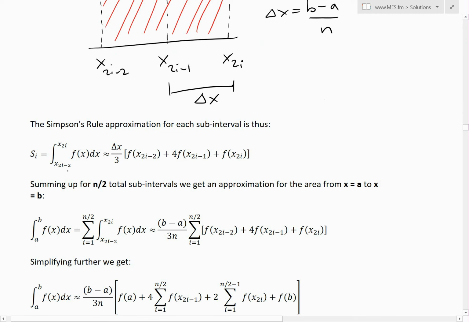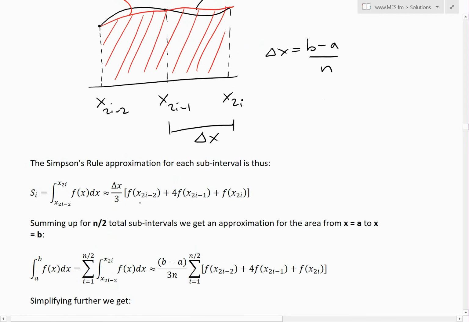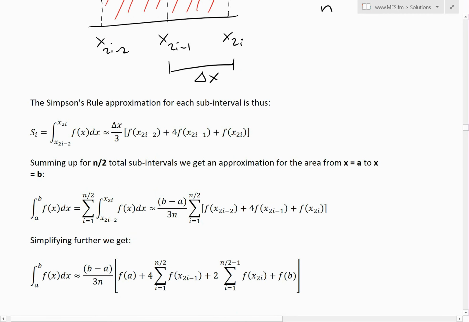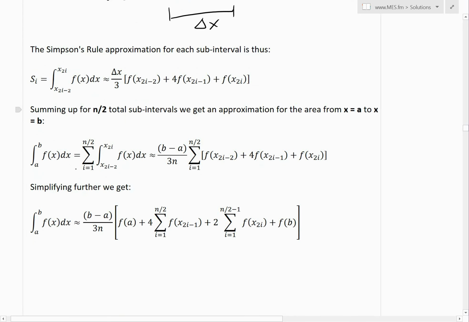Now the Simpson's rule approximation for each pair of subintervals is the integral from x_{i-2} to x_i of f of x dx, which roughly equals delta x over 3 times f of x_{i-2} plus 4 f of x_{i-1} plus f of x_i. That's for one pair, but now we sum up for n divided by 2 total pairs, and we get an approximation for the area from x equals a to x equals b. So we're summing it up.